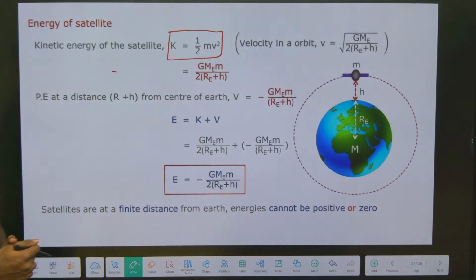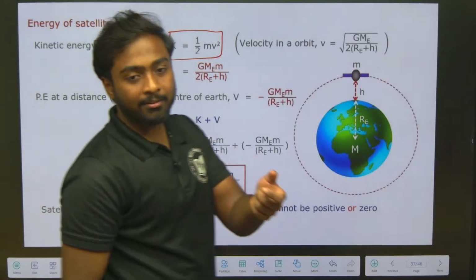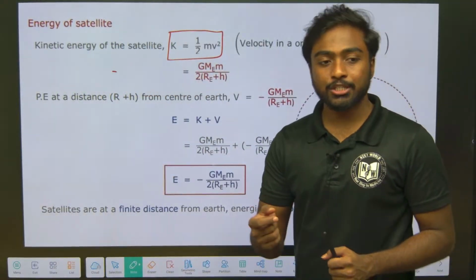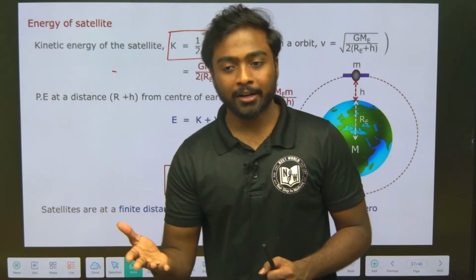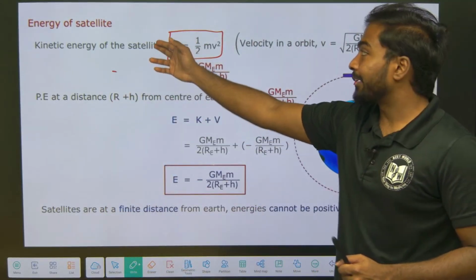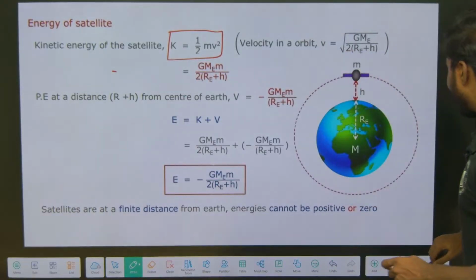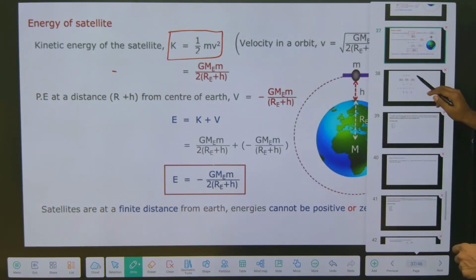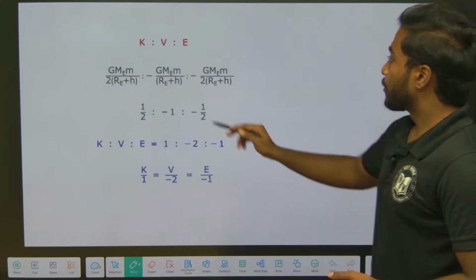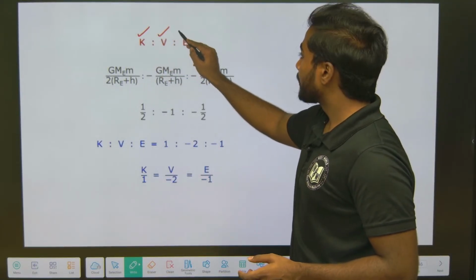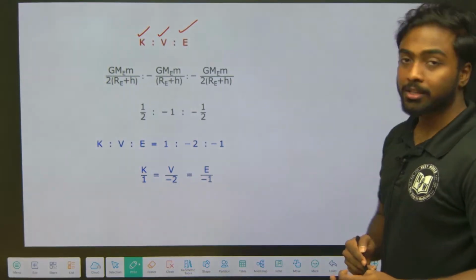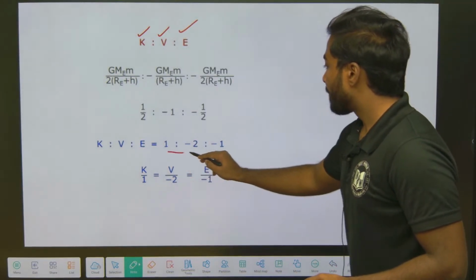When I add both the things, I will get the total energy, which is minus G M m by 2 times of r plus h. Here they can ask a question: what is the ratio of total energy, potential energy and kinetic energy of the satellite? Okay, so here is the relation. This is kinetic energy, this is potential energy and this is total energy. So the ratio is 1:2 minus 2:1.